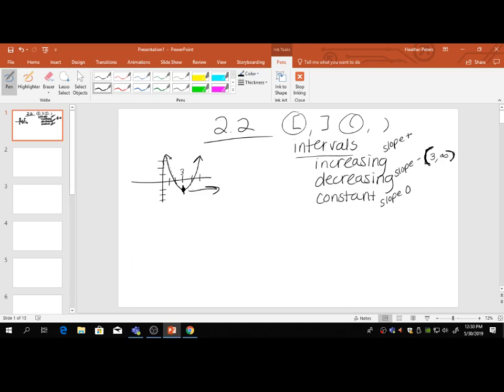For decreasing, we always go from left to right, so it goes from negative infinity all the way to positive 3, and it doesn't include either of those values. And then it's constant at 3. You could say x equals 3, but since it asks for the intervals, there are no intervals, so I'll just say none. There are no intervals where it's constant. There's a point at which the slope is constant, but no intervals. So that's what you're going to do for those sorts of problems.